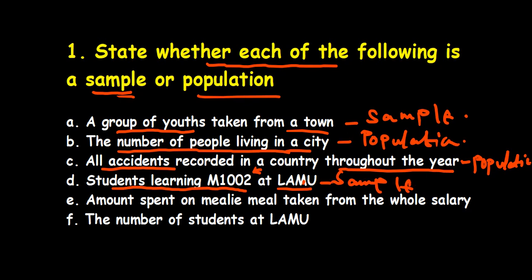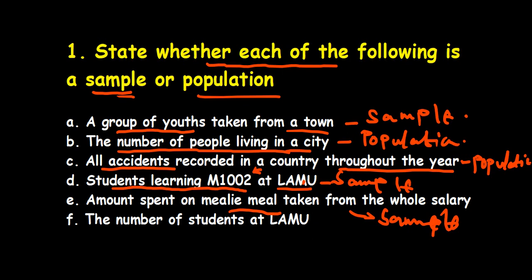We go to E. They are saying the amount spent on midi meal taken from the whole salary there. The amount that you're going to spend on your midi meal won't be your whole salary. So you're just getting a subset from your salary there. So it means this one here, we are going to consider it as a sample.